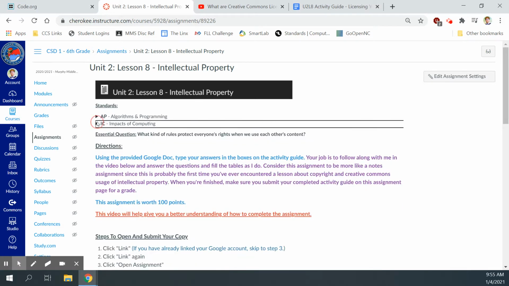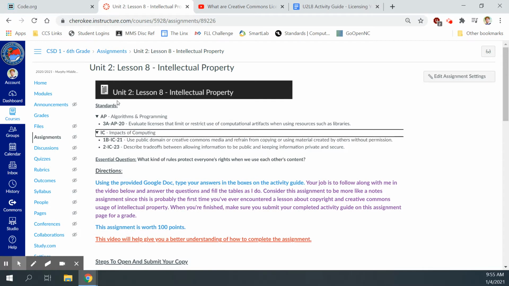You can click these little arrows to toggle the standards. So let's get into the standards. We've got evaluating licenses that limit or restrict use of computational artifacts when using resources such as libraries. And then for impacts of computing, using public domain or Creative Commons media and refraining from copying or using material created by others without permission. Describe trade-offs between allowing information to be public and keeping information private and secure.